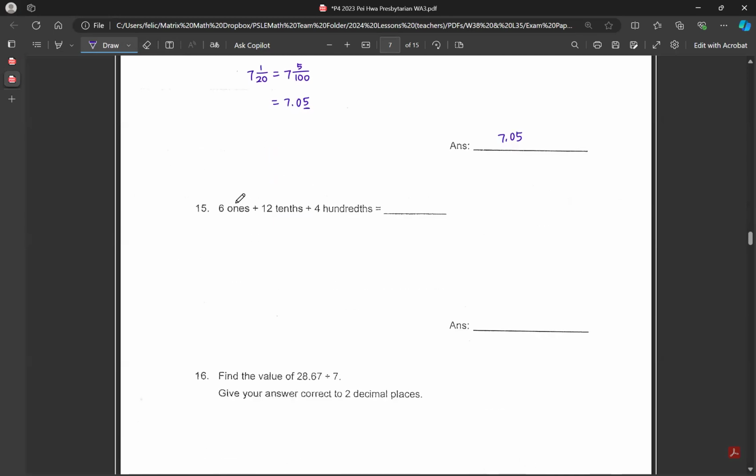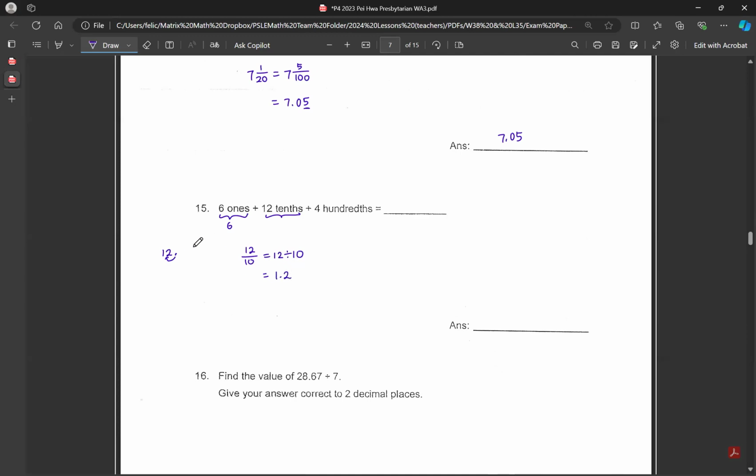Now next, 6 ones plus 12 tenths plus 4 hundredths. So 6 ones, this one is a 6. 12 tenths means 12 divided by 10. So 12 over 10, which is 12 divided by 10. Now when you do division by 10, you don't have to do long division. What you can do is just move the decimal point backwards one time. I'm not sure if you have learned this before, but if you've never learned this, it's okay. Another way to look at it is tenths means your answer most likely must have one decimal place. So this will be 1.2.